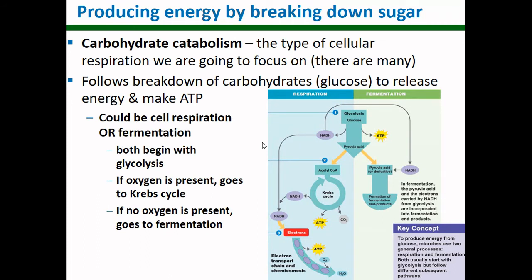So overall carbohydrate catabolism could go one of two ways. It could go through the cell respiration pathway, or it could go through fermentation. We'll talk about both of them, but we're first going to talk about cell respiration. Cell respiration can only happen if oxygen is present. Okay?